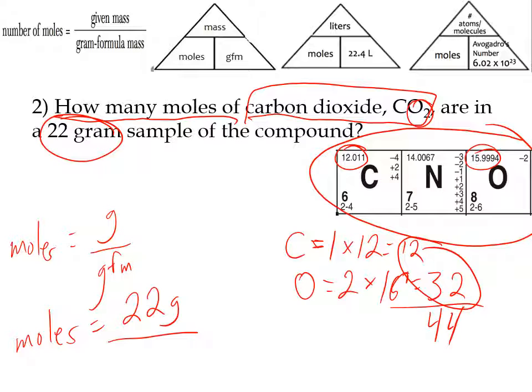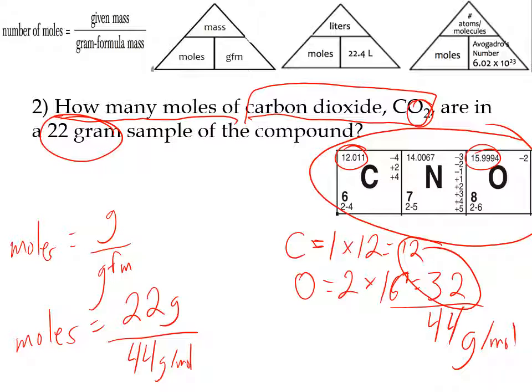So the entire carbon dioxide thing, 1 mole of carbon dioxide, that's 6.02 times 10 to the 23rd molecules of carbon dioxide, weighs 44 grams per mole. I can now plug that number in down here, 44 grams per mole. That's my GFM. And I've got my calculator out here.